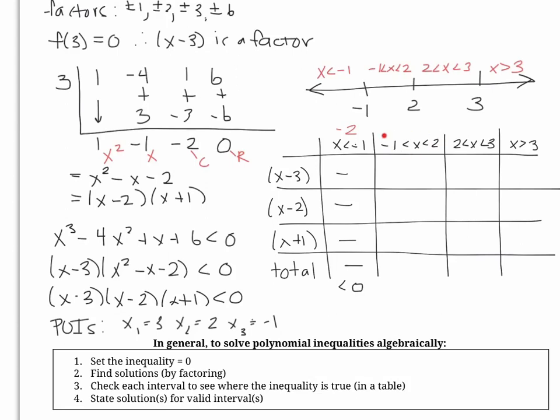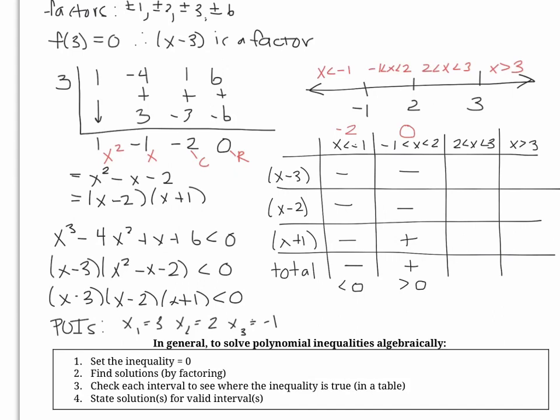Let's take a look at the next interval. So let's pick a number between -1 and 2. An easy number would be 0. So if I plug in 0 minus 3, I'd get a negative, 0 minus 2, again negative, and 0 plus 1, I'd get a positive. If I were to multiply them all together, like here, a negative times a negative is a positive, times another positive, we get a positive number. So in this case, that function is greater than 0, which is not what we're looking for.